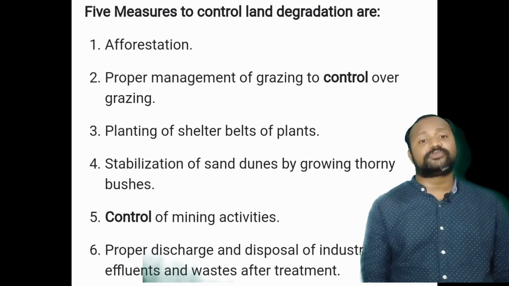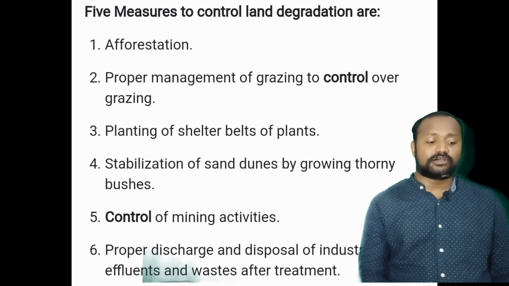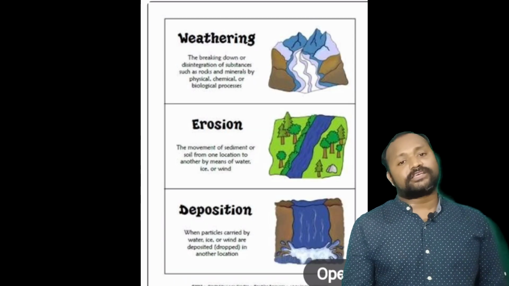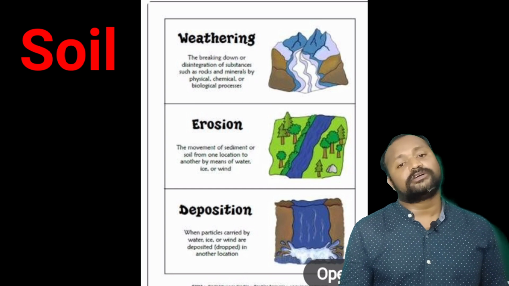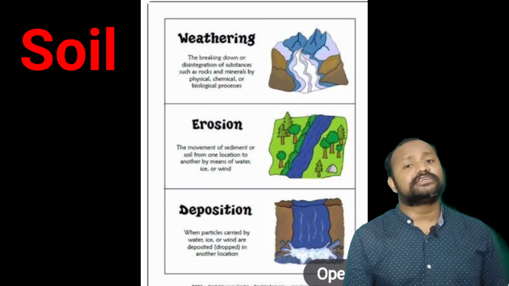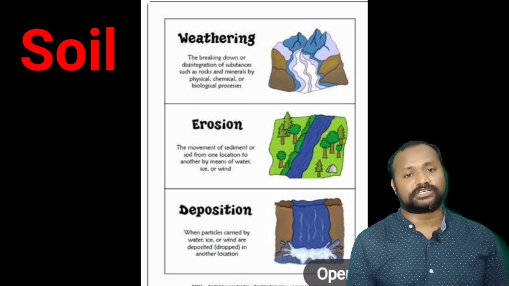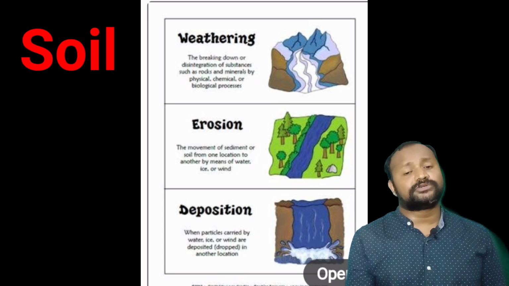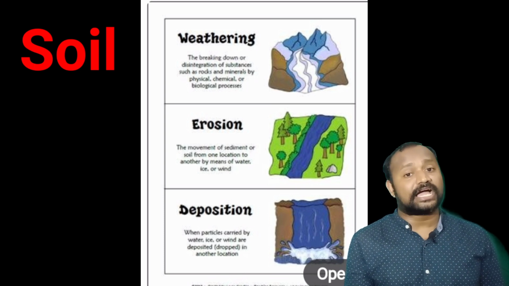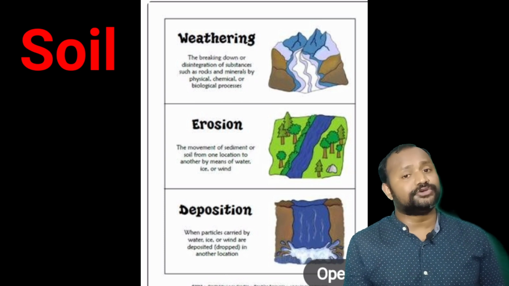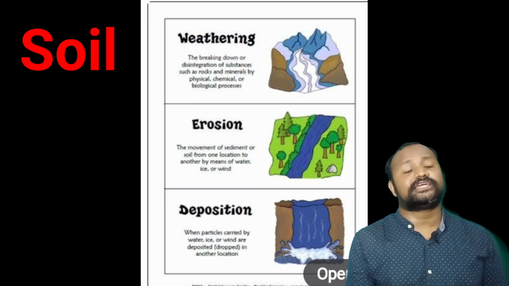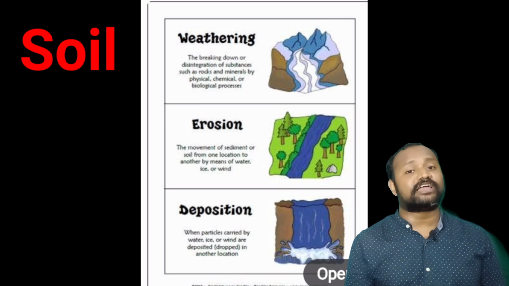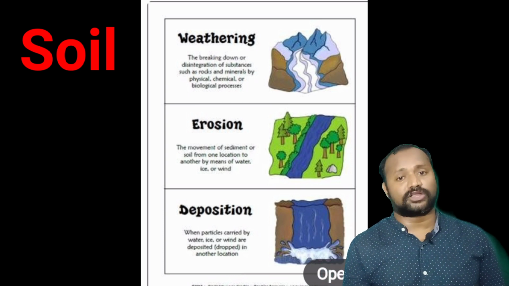Next we are going to discuss soil, the formation of soil and the layers of soil. Soil is the thinnest layer over the earth's surface. This layer has all the properties to sustain life. It has nutrients, it has humus, it has water, it has a variety of minerals which are essential for the survival of all living organisms.